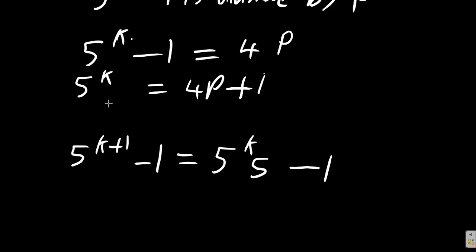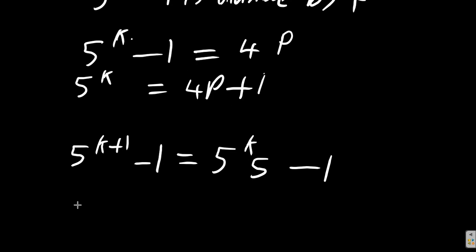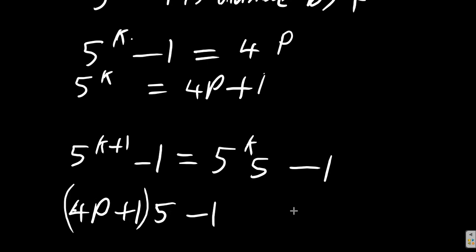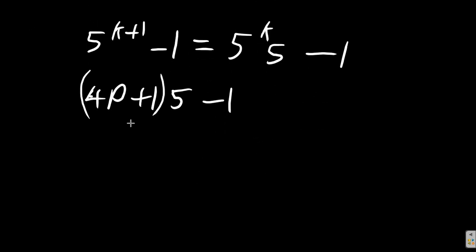Now, here, we have that 5 to the k is equal to 4p plus 1. So let's write this 5 to the k as 4p plus 1. So, 4p plus 1, that's 5 to the k, multiplied by 5, minus 1. We're saying that that is divisible by 4. How do we show that now? Alright, if we multiply 5 by 4p, which is 20p, plus 5 times 1, is 5, minus 1, is divisible by 4.